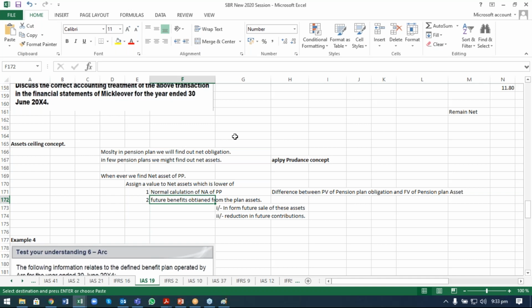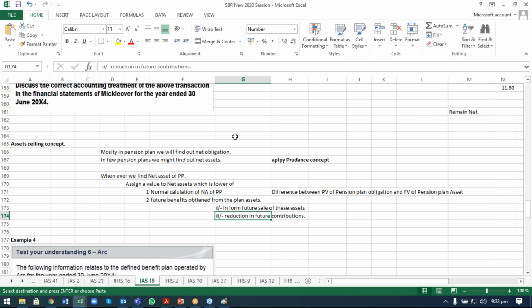How much is the maximum benefit you can obtain from these net pension plan assets in future? The benefit could come in the form of cash received by selling those additional pension plan assets into the market. Or you might not want to sell them, and instead plan that since I have already paid, these pension plan assets would reduce my future contributions.